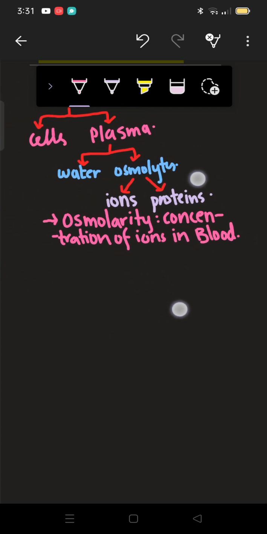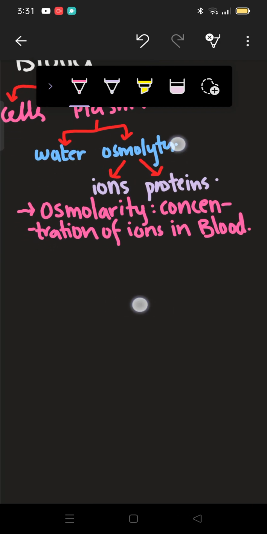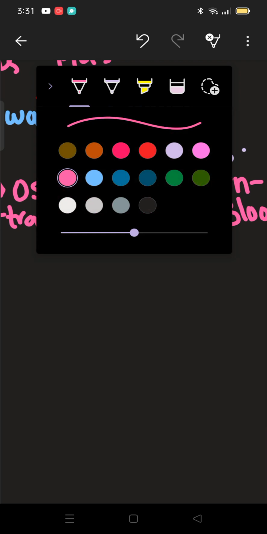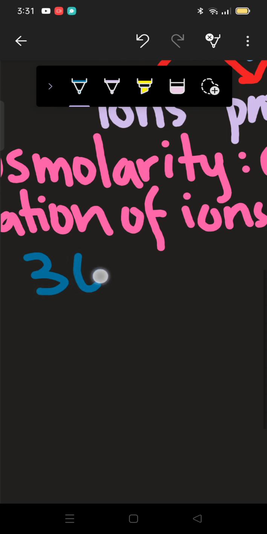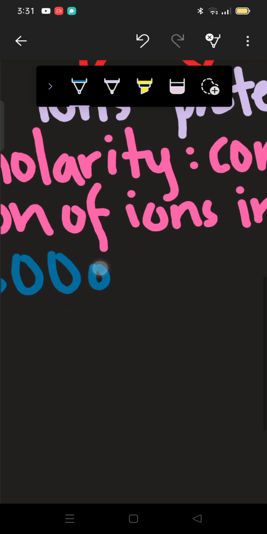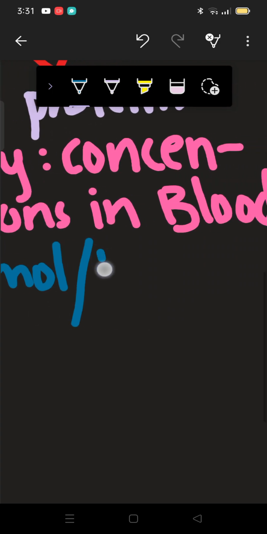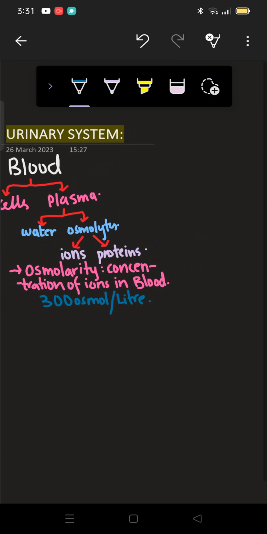So this is osmolarity, and we know that the osmolarity of human blood is 300 osmol per liter. So I should write that as well: 300 osmol per liter is the osmolarity of blood.